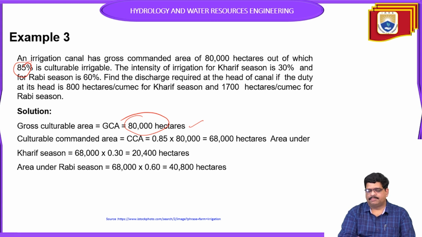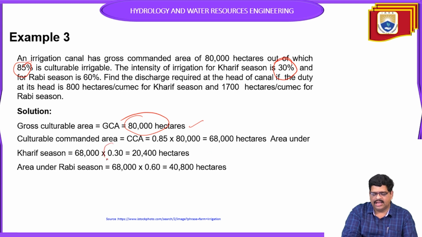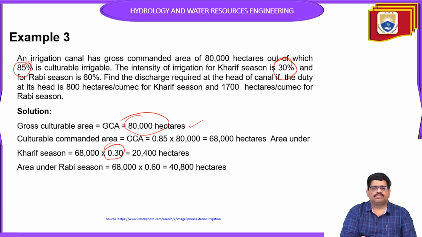Next, Kharif season, what happens? Another is given, the Kharif season. There is a 30% as given. From this one, what we have to find? The 68,000, whatever the cultivable command area, from this one we have to find the 0.30. Not for the 80,000. This point you have to remember carefully. 68,000 into 0.30, that is equal to 20,400 hectares.